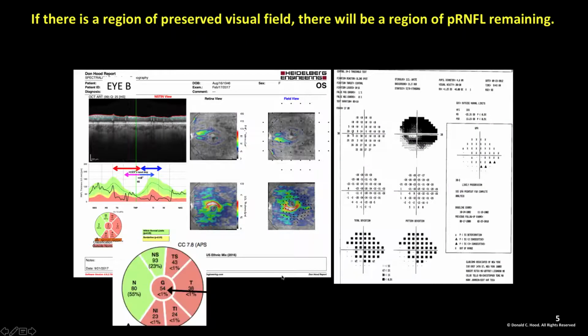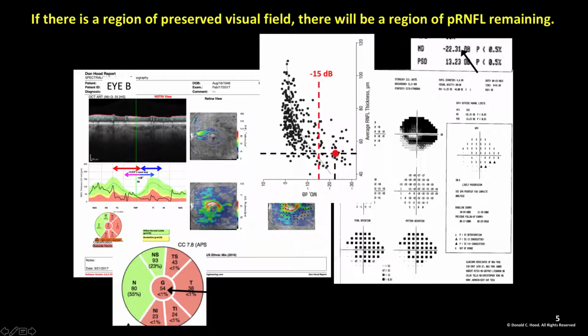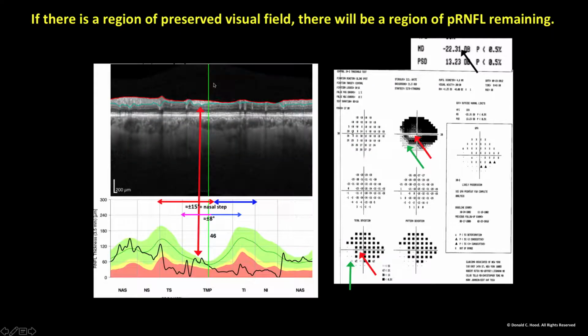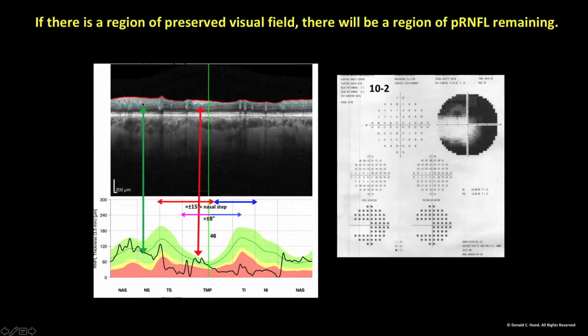Here's another example. 54 microns global, -22. On this plot it would be about there. It's got two regions of preserved vision according to the 24-2 here, by the red arrow, which would correspond to that, and here with the green arrow, which corresponds to that. Let's blow this up. There is the region that corresponds to the red arrow on the field. There is the region that corresponds to the green arrow.